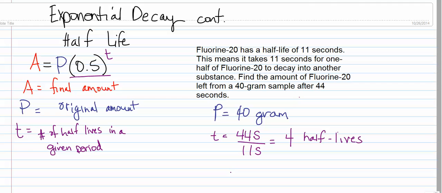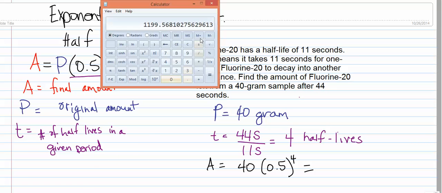So the new amount will equal the original amount, which is 40, times 1/2 raised to the 4th power. Because of the half-life, we want to multiply the original 40 by half, but we're doing that 4 times because there's 4 half-lives that take place in 44 seconds for the fluorine 20. I want to do my power first. Order of operations, always do that power first.